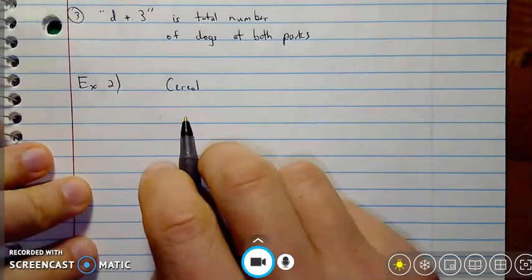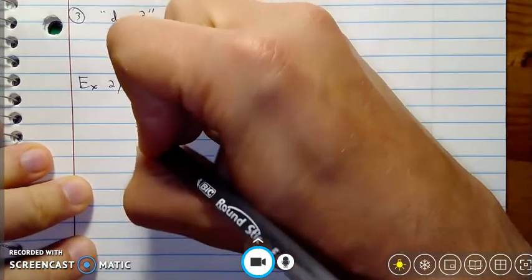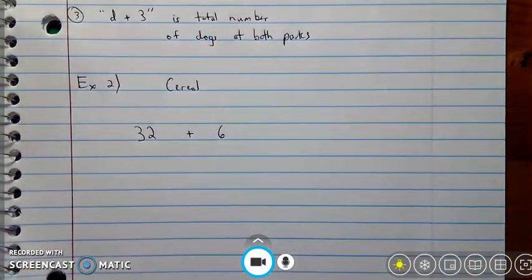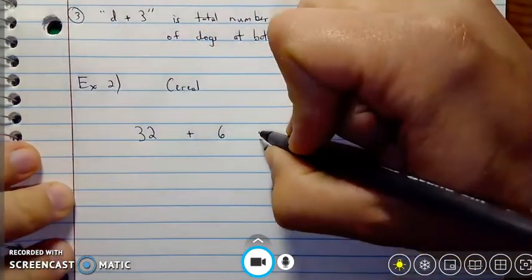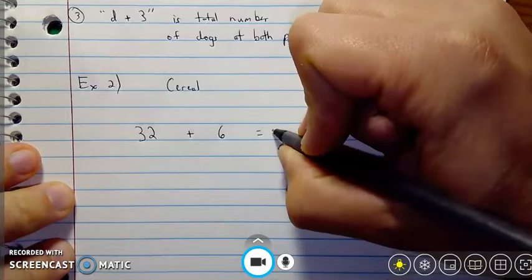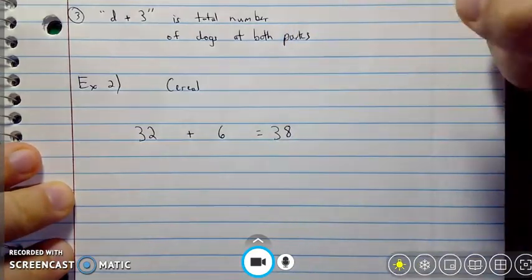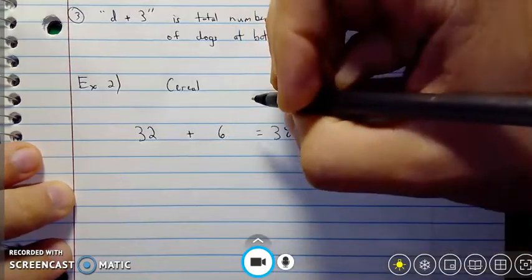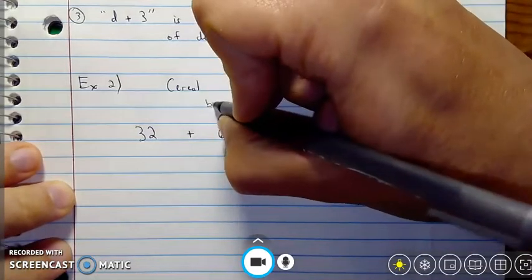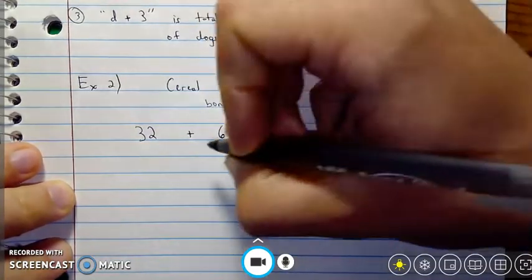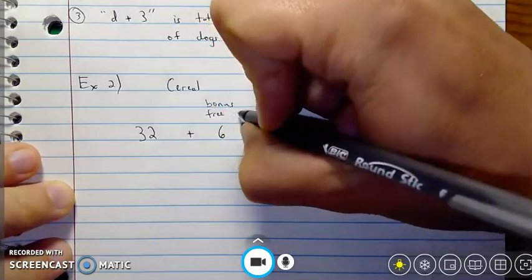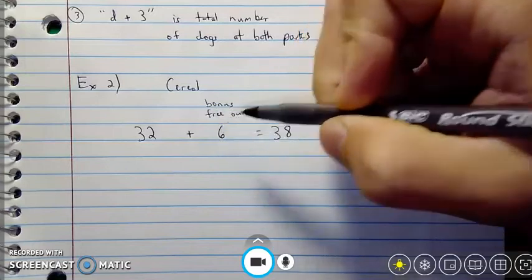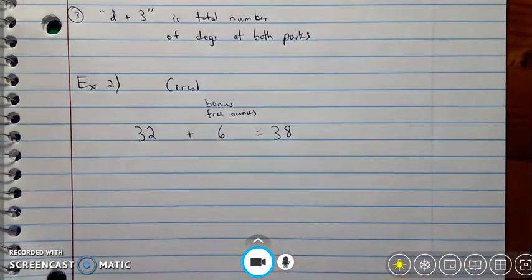Leave a little bit of space above this expression. Let's just write 32 plus 6. And we should know 32 plus 6 gives us 38. The box is going to say you get a bonus of free ounces. So you get 6 bonus free ounces. So 6 ounces in there are free.